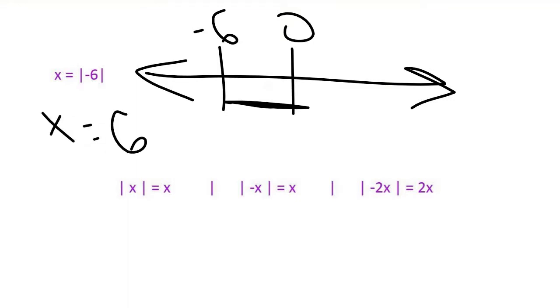So another way that absolute value can be thought of is absolute value can be just a positive version of a number. So the positive version of -6 is 6. Alright, so now let's look at another problem.